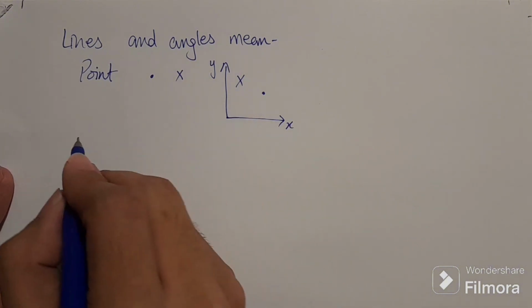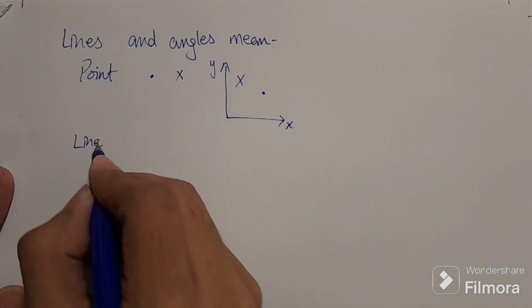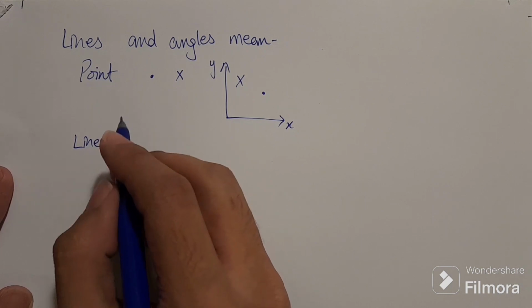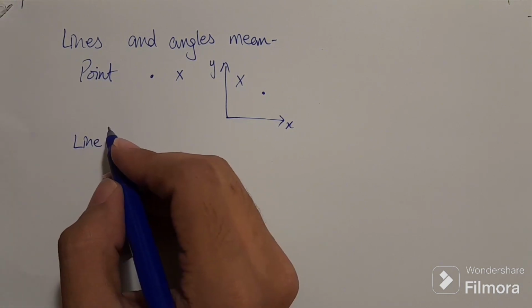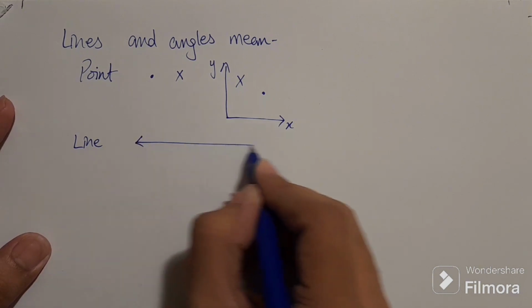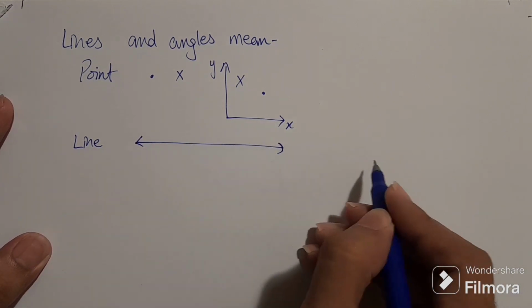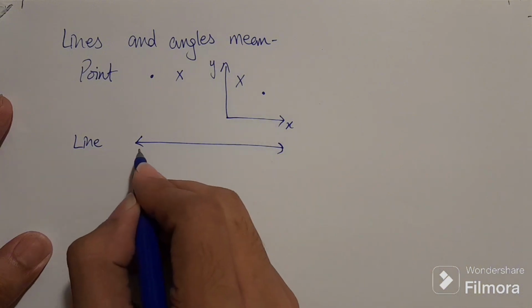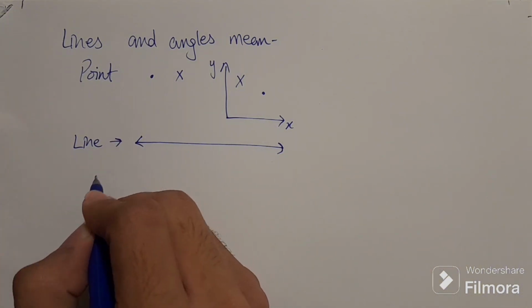Then the second term is a line. So what basically does line mean? A line is a straight line that extends infinitely in both directions. So it extends in both directions infinitely. So this is referred to as a line.